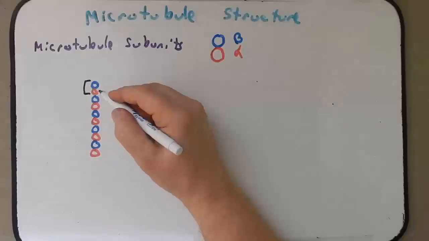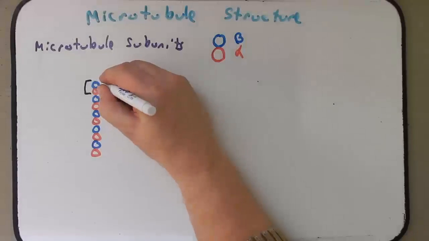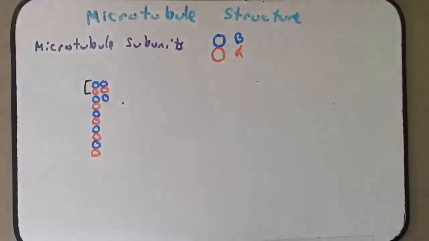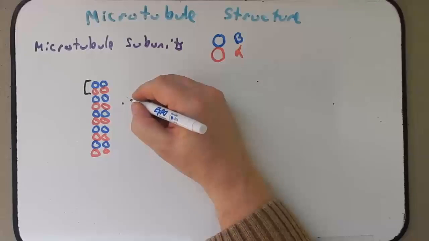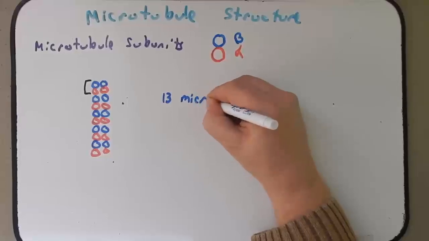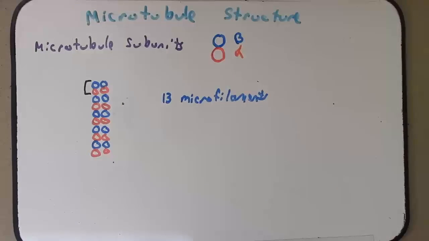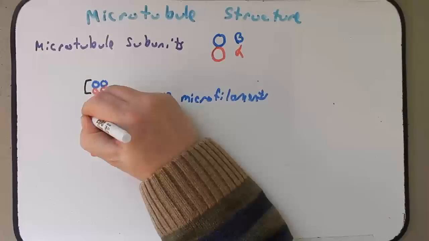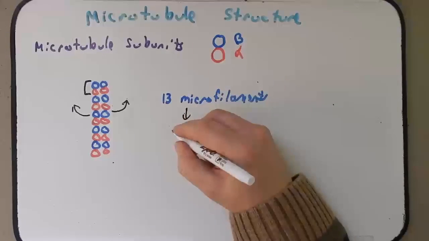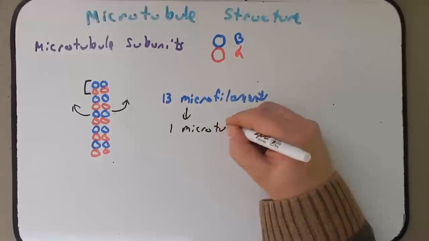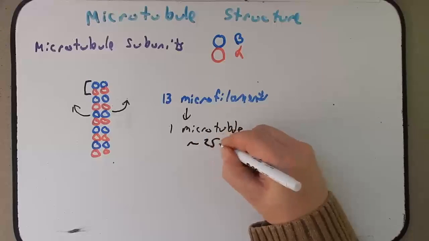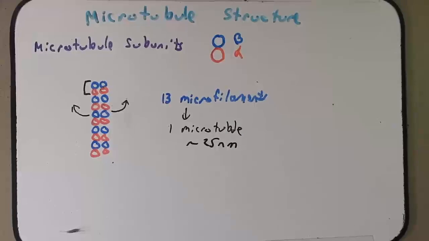Now the microtubule, unlike the actin, isn't just a single filament, but rather it will form additional filaments next to it. In fact, it will form 13 of these filaments that we call microfilaments. So 13 microfilaments. And these microfilaments, as they're being added, will wrap around each other, forming a tubule. So these 13 microfilaments form one microtubule. This one microtubule is about 25 nanometers in diameter. So of the three, it is the largest.